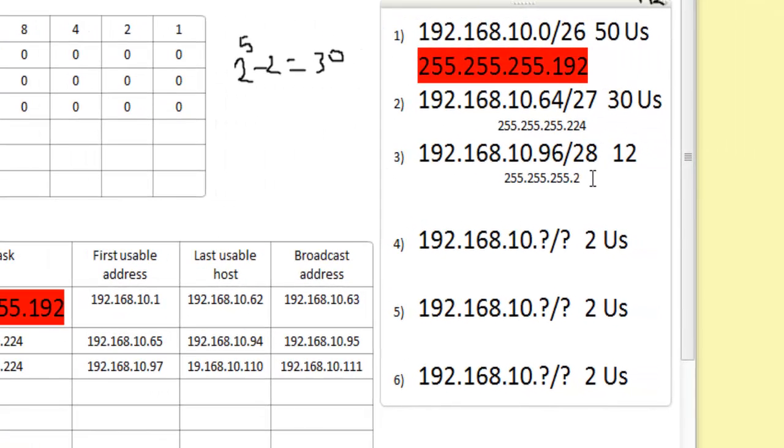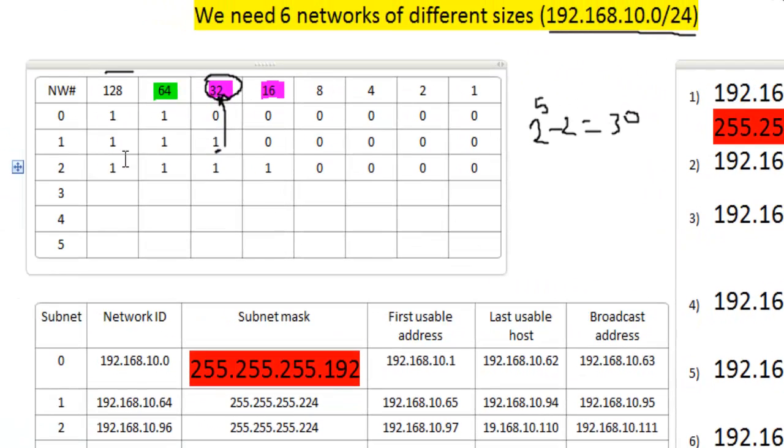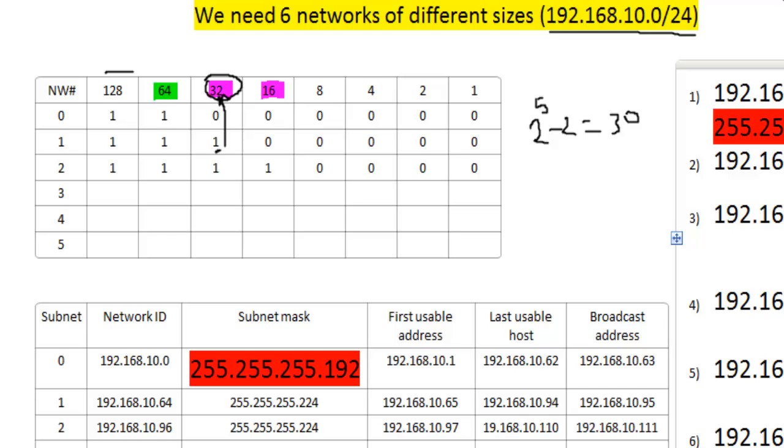255.255.255.240, because why is it 240? Because it's /28. That means we borrowed how many bits? 1, 2, 3, and 4. When you add 16 plus 32 plus 64 plus 128, that will give us 240.